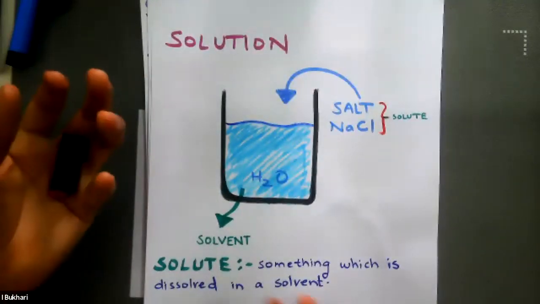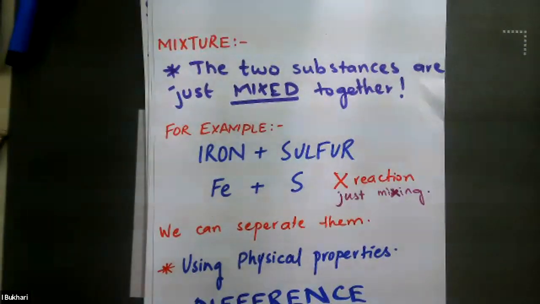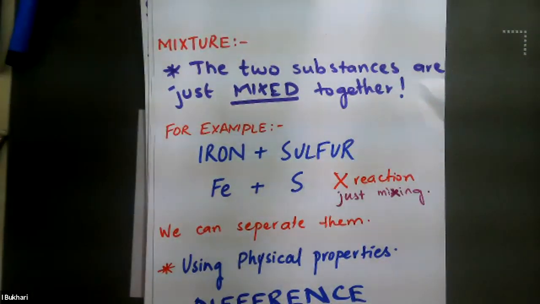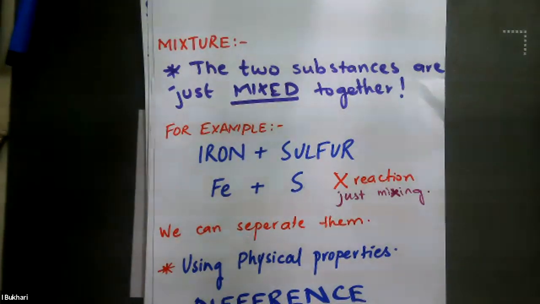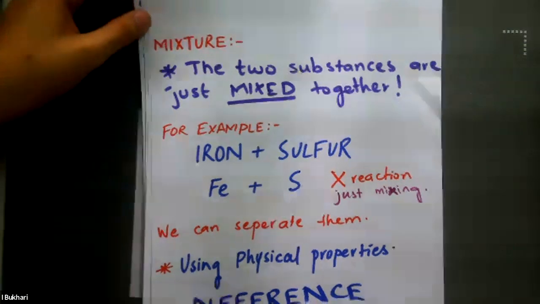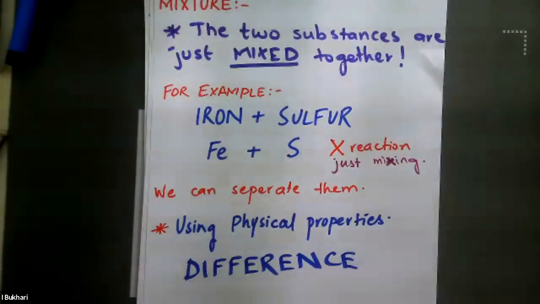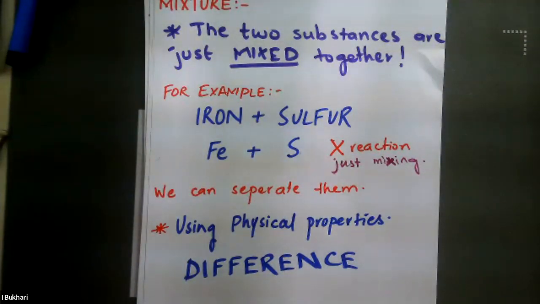So solvent contains the solute. Now, coming back to the mixture, there are two substances which are just mixed together. There is no difference in their chemical consistency, chemical form. They are just put together, just mixed together. For example, iron and sulfur. This is not a reaction. This is just mixing. We can still separate them.